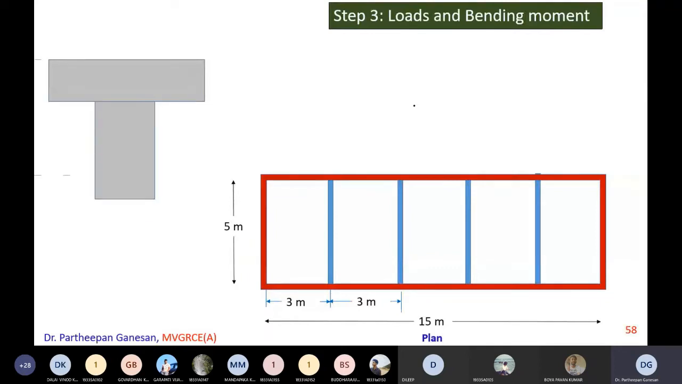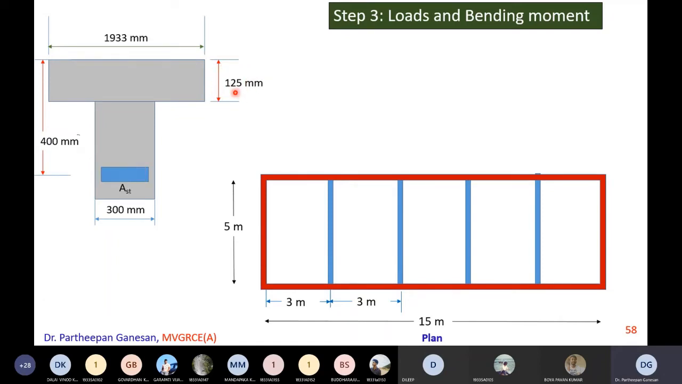Now remember, 400 mm is the effective depth. 1933.33, you can make it 1933 for ease of calculation. 1933 is the flange width, effective width of flange. 300 mm is the width of the web. 125 mm is the slab thickness or the flange thickness or depth of flange. AST we have to find out. Okay. Now this is the cross section of the beam.